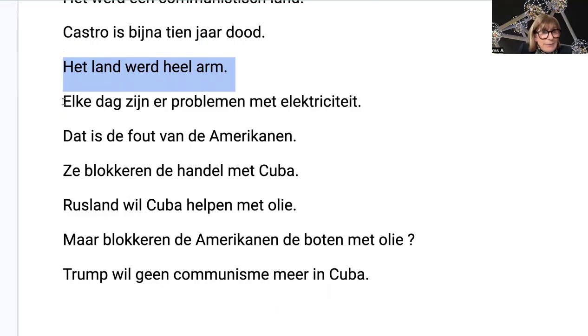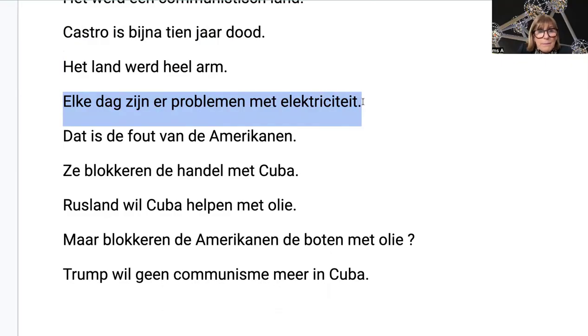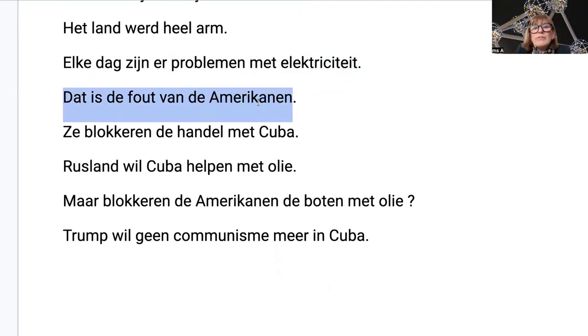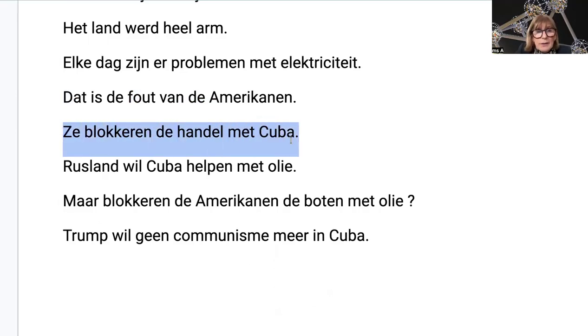Yes, indeed. Elke dag zijn er problemen met elektriciteit. So every day there are, did you see we swapped subject and verb? There are problems with electricity. Dat is de fout van de Amerikanen. That is the fault of the Americans. Ze blokkeren de handel met Cuba. So they block the commerce, handel, it means trade, commerce, with Cuba.